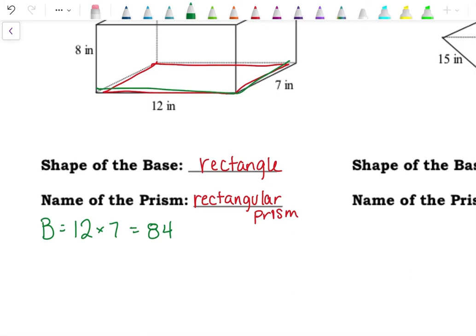Cool. Next thing I want to find is the perimeter of the base. Now the perimeter of the base I'm going to get by adding up all of the sides around my base. So I've got 12, and I've got 7, and I've got 12, and I've got 7. So we'll add all those up. 12 plus 7 plus 12 plus 7.